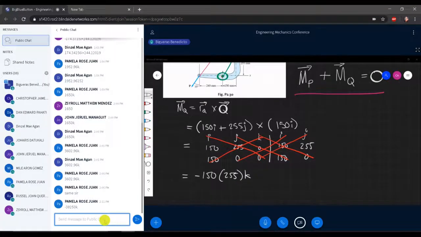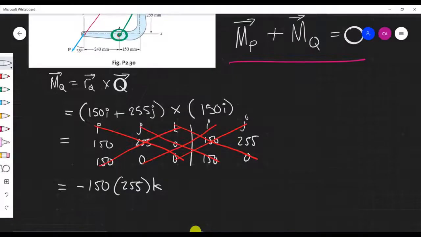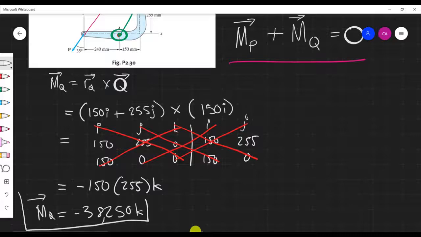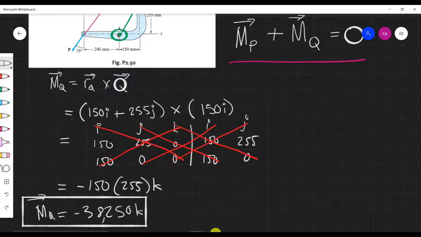38,250. So, negative 38,250K. Okay? So, MQ vector. Yan. Ganyan siya. Yan yung MQ. So, nasolve na natin yung una nating problem.